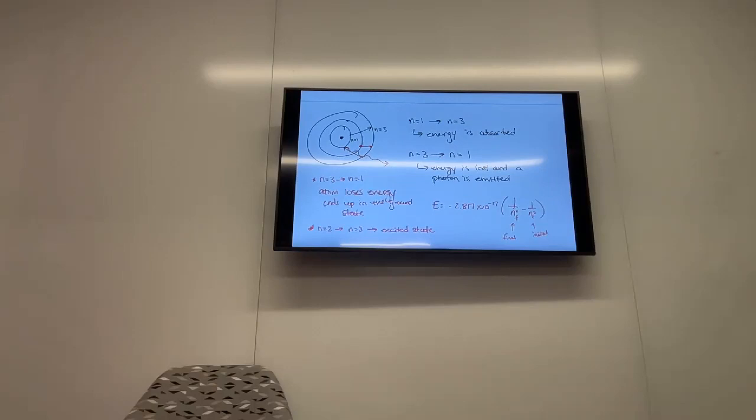Big thing here is that to go from n is equal to 1 to n is equal to 3, we absorb energy. n is equal to 3 to n is equal to 1, we go down, or we emit energy, and energy is lost.